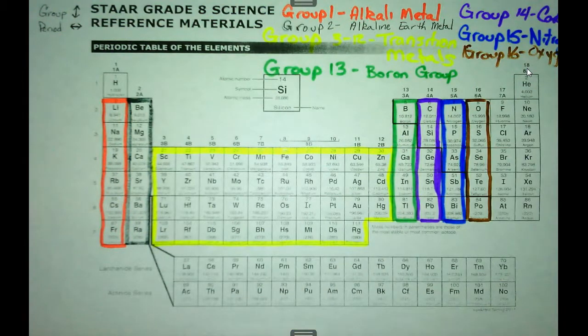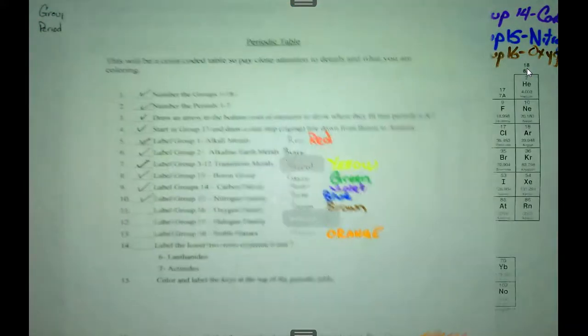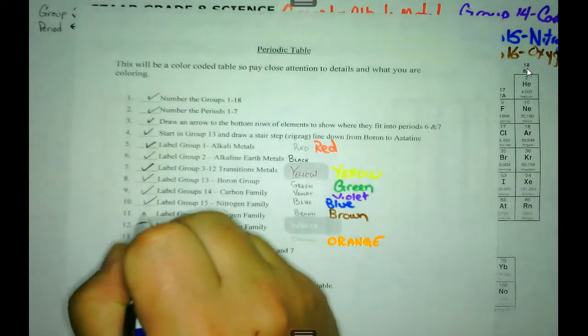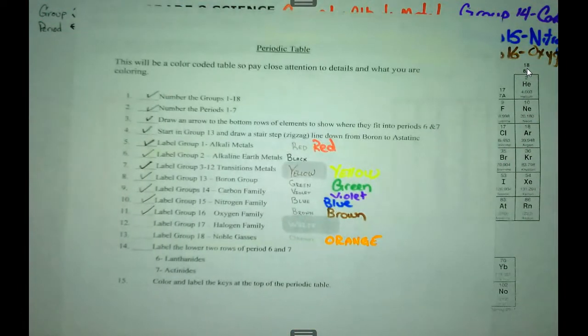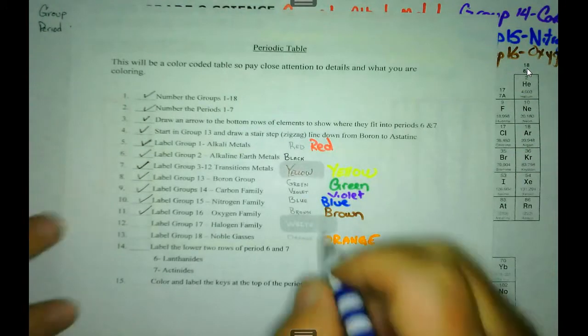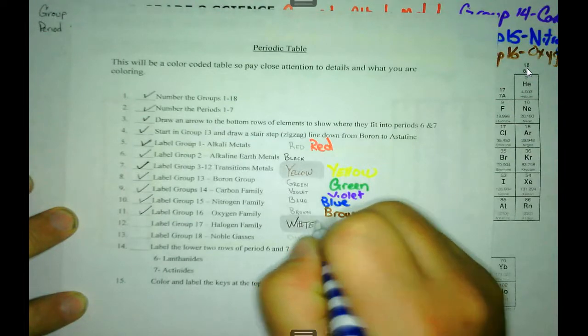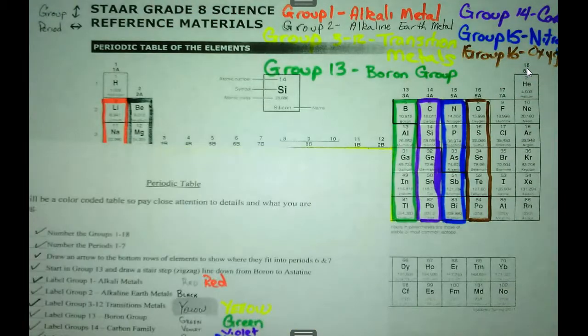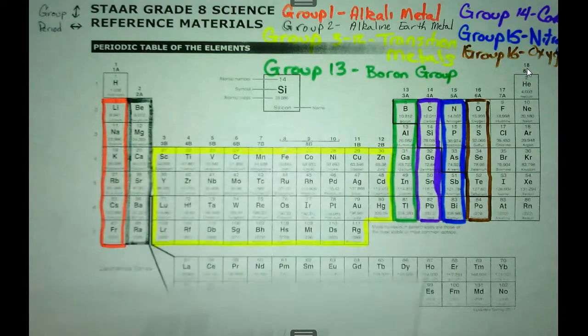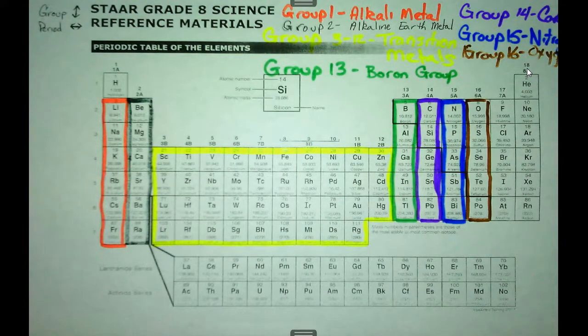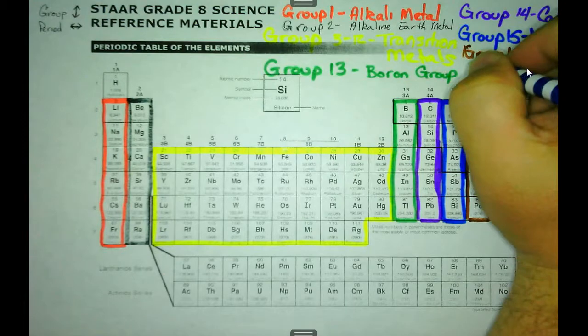Okay. Got that done. Next one, group 17. So we got 16 done. Next one, 17, is the halogens. It says the halogens we're going to do in white. Oh, look at that. It's already outlined in white for us. We don't even have to color it in. Look at that. But we do need to label it. So I want you to go ahead and write in group 17 halogens.